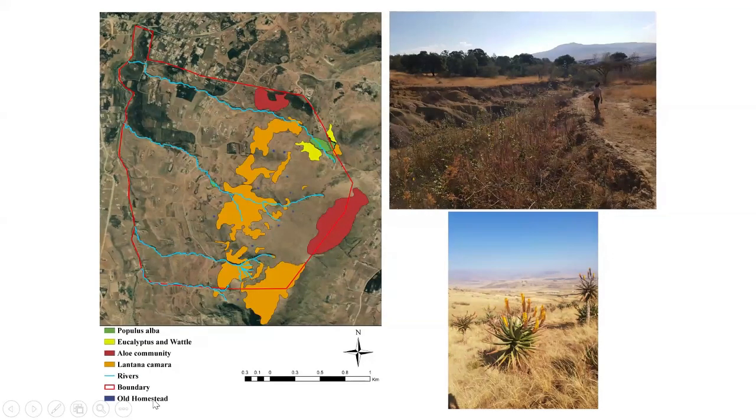So for the landscape map, this is the Izimbovini community represented here. This map represents all the woody vegetation communities within this community, and it highlights the invasive plants and also the indigenous communities and also where they may be found.